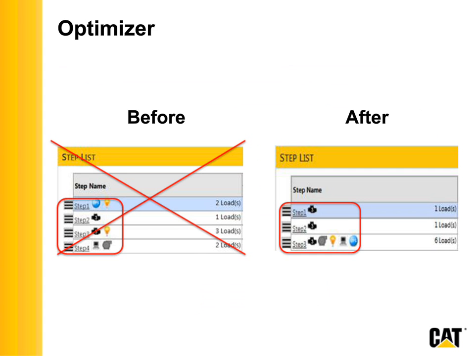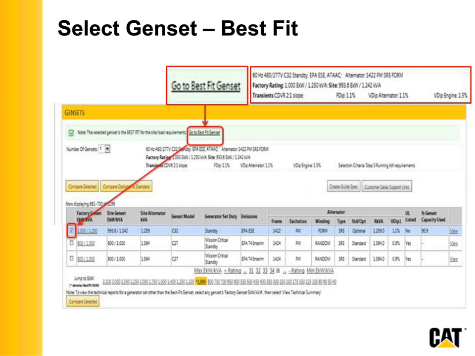Okay, now you can always back out of that. You don't have to accept that, but you can. You can accept that optimization of your Genset.